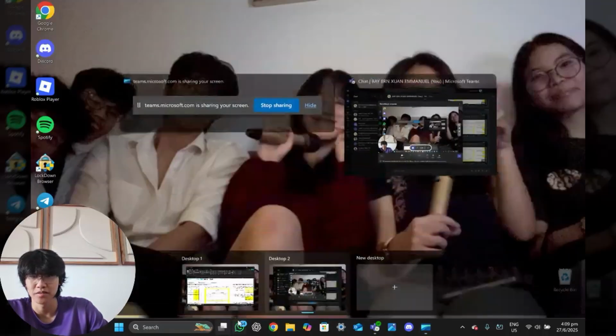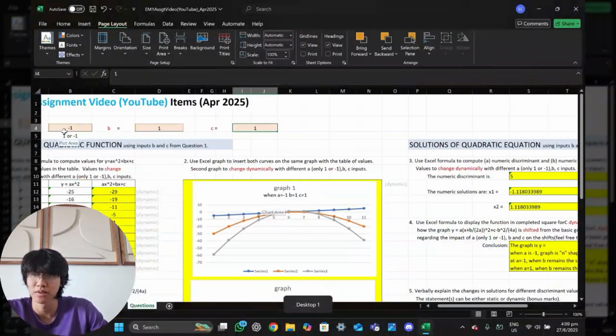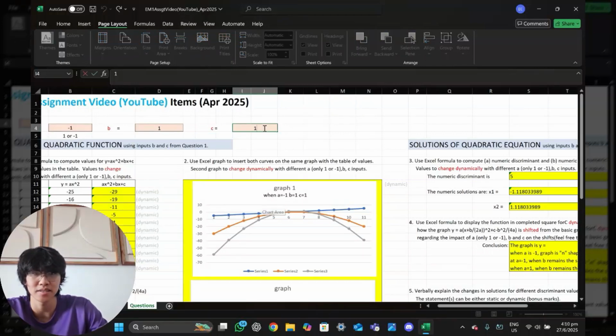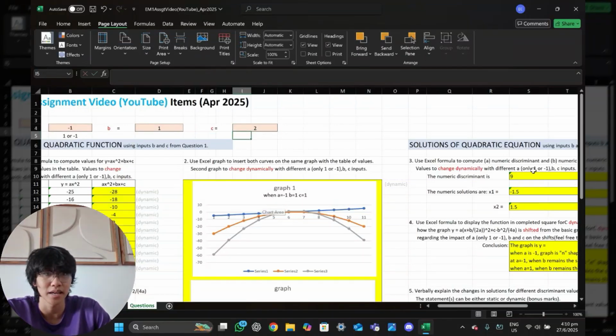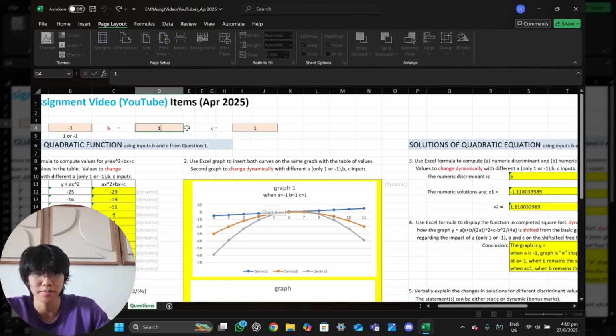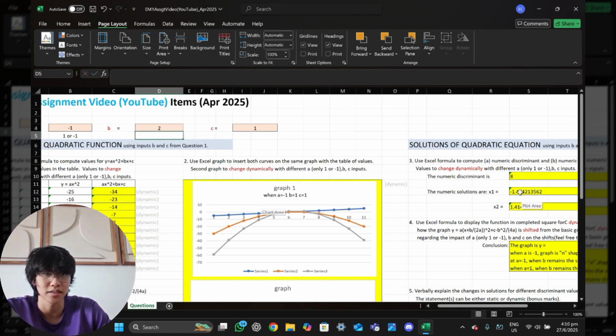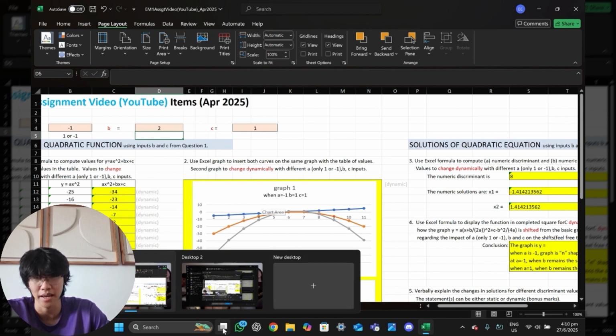Hi guys, moving on to question 5, we can see over here that a equals -1, b equals 1, and c equals 1, and this is the discriminant. Let's increase c without changing b. We can see that the discriminant increases, and when we change b without changing c, the discriminant also increases. This is how b and c affect the discriminant when a equals -1.